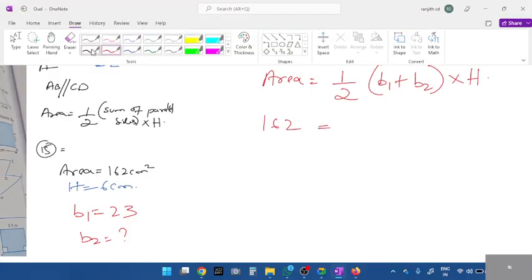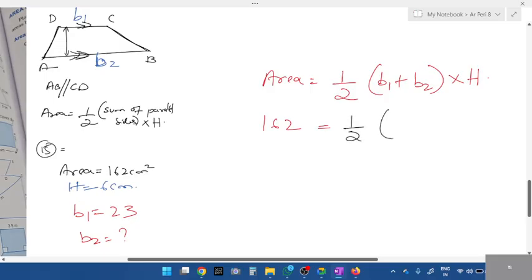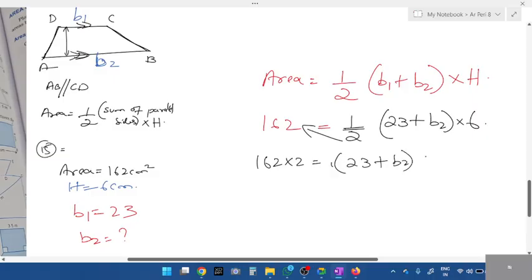Area is 162. Half into, what is B1? Let us take 20 plus B2. I'll keep it as it is. Into what is height, students? Height is 6. Now let us keep the bracket value as it is. We'll shift this 2 to the other side. 2 is in the denominator, so it becomes multiplication, right? Into what we have? 23 B2 into 6. What about 6, students? How is 6 related? Multiplication goes to the other side, it becomes division. First complete this, reduce it, solve this part.